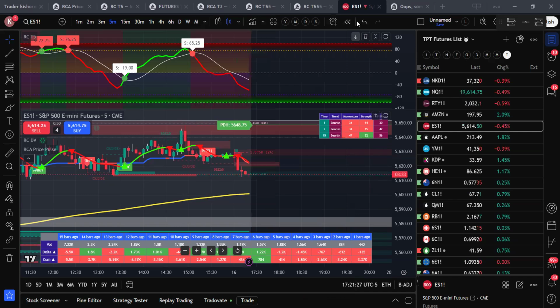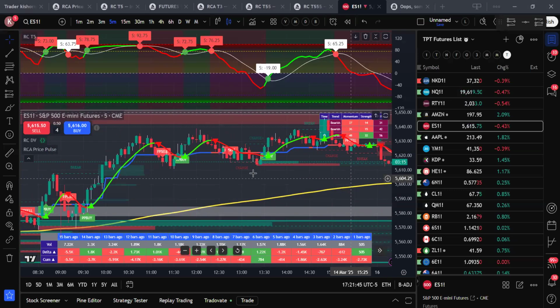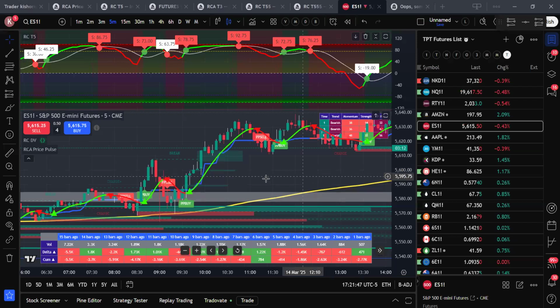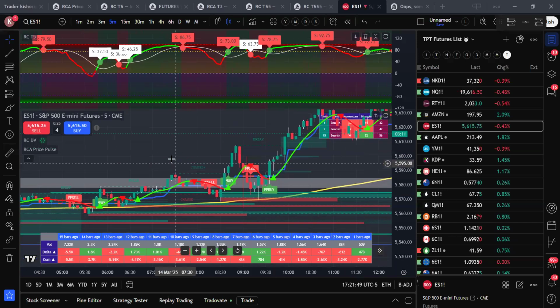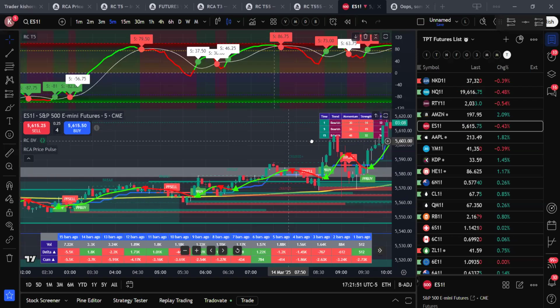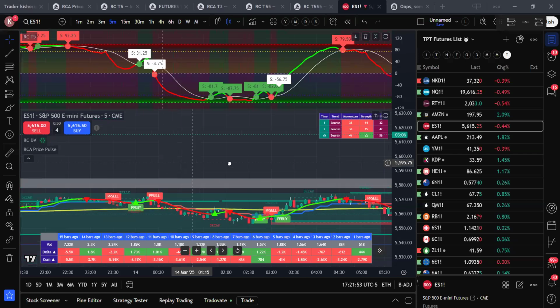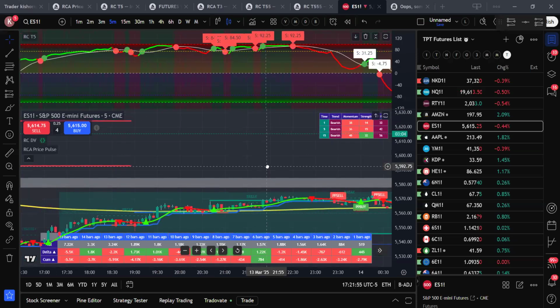Does anyone have questions on this? Kishore Garu, can you explain one more time what breakout and breakdown are, please? Also, will it show on the screen? No, it won't show on the screen.